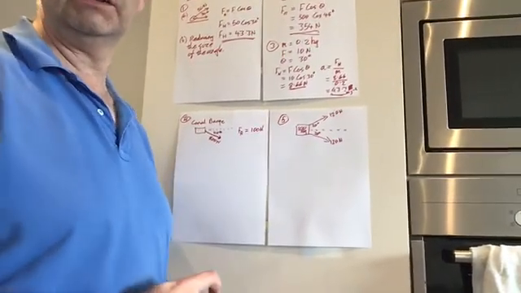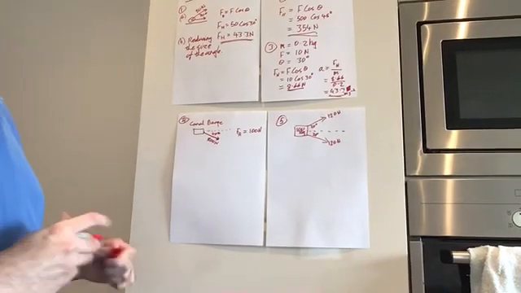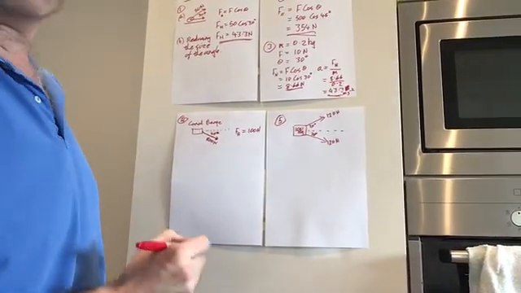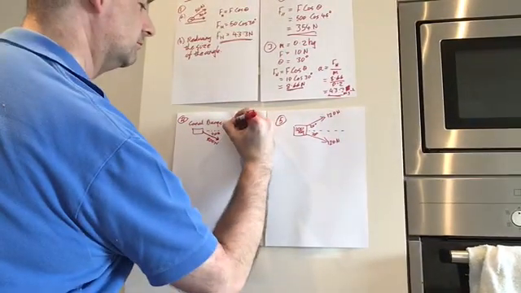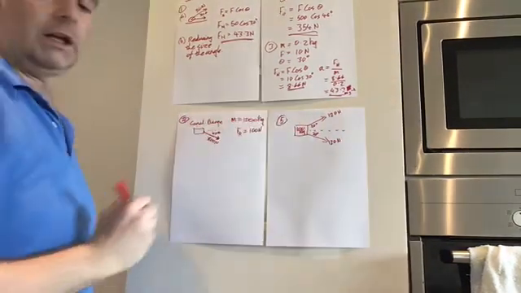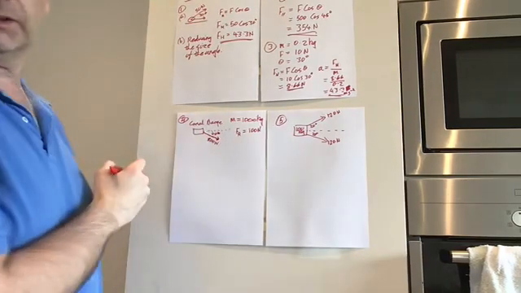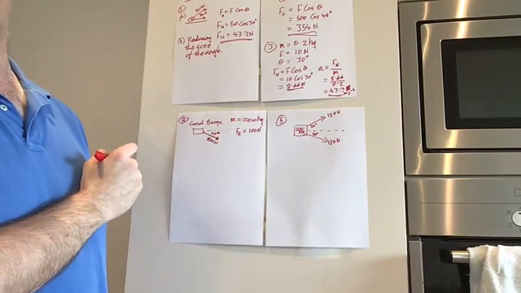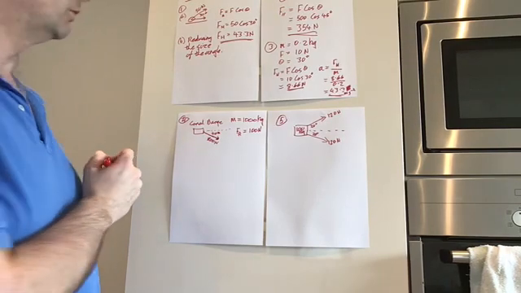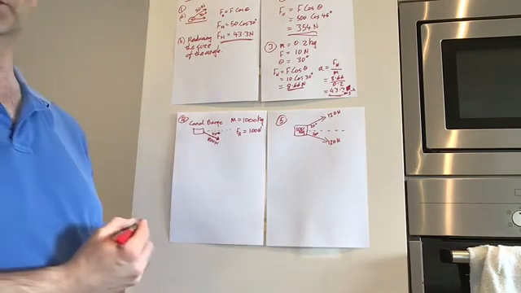Resolution of forces, number 4 and number 5. So number 4, we've got a canal barge, which apparently has a mass of 1,000 kilograms. And we're told a force of 800 newtons is applied at a 40-degree angle, and we want to know the acceleration of the canal barge given that there is a frictional force of 100 newtons.